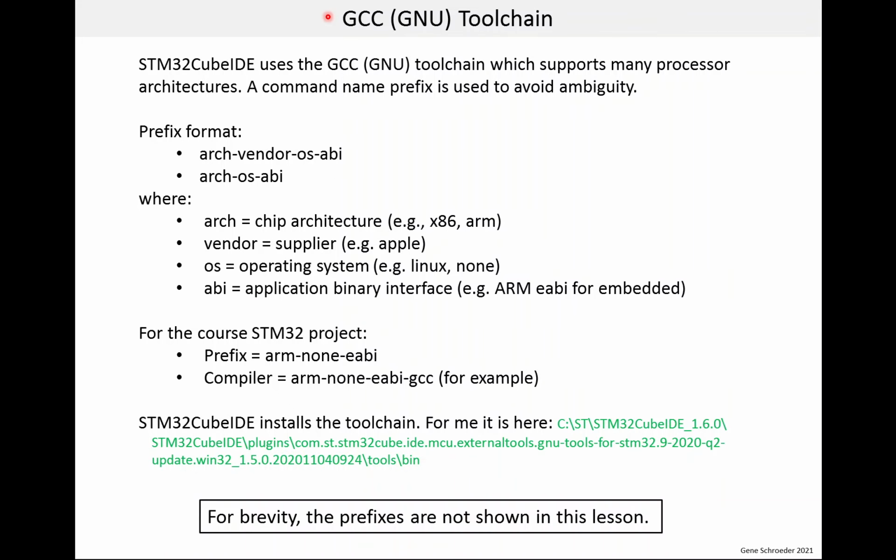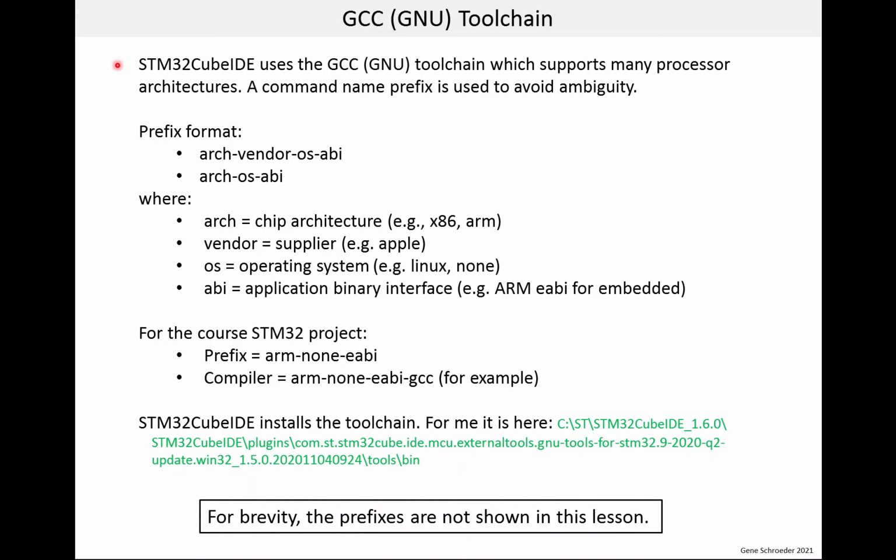So we need a set of tools to build our code. Most notably, we need a C compiler and a linker. The IDE takes care of this for us, and it uses the GCC toolchain, also referred to as the GNU toolchain. This toolchain supports many processor architectures, including ARM, which is what we need. A major part of the processor architecture is the machine instruction set.